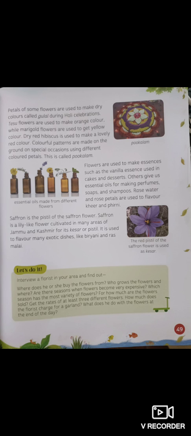Petals of some flowers are used to make dry colors called gulal during holy celebrations. Tesu flowers are used to make orange color, while marigold flowers are used to get yellow color. Dry red hibiscus is used to make a lovely red color. Colorful patterns are made on the ground on special occasions using different colored petals. This is called pukalam. Right?